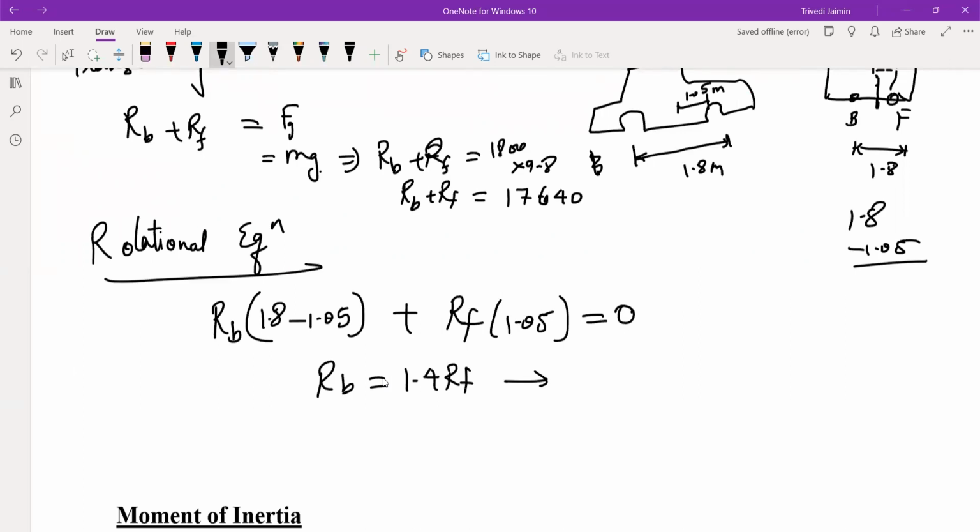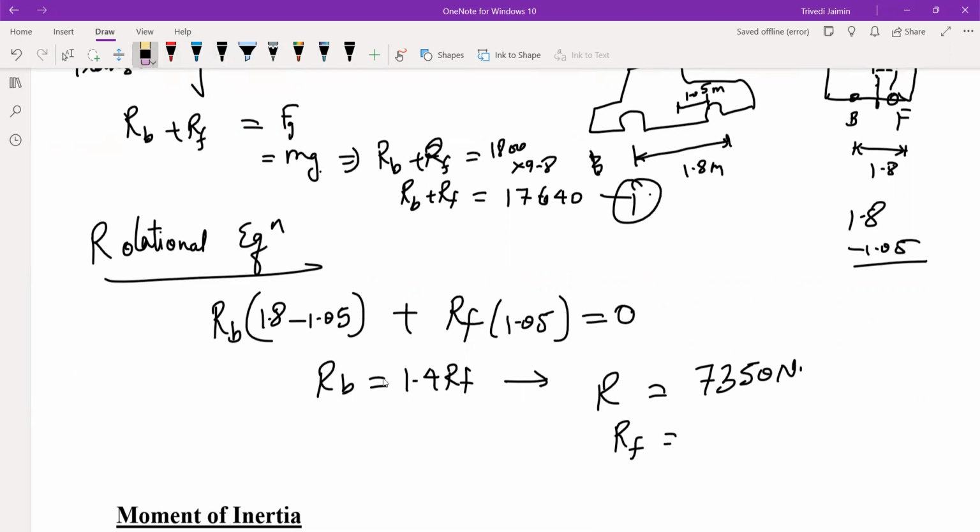Then we can substitute this value in equation number 1. Let's name it as equation number 1. So by this, if we substitute, we'll get what? RB as you said, 7350. And RB is 10290. Okay.